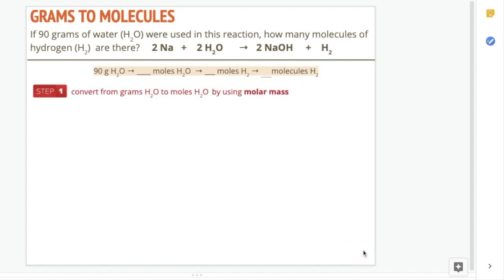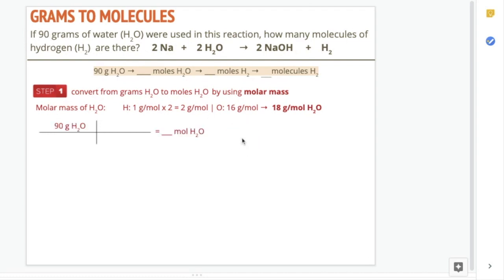Step 1 is to convert from grams of water to moles of water by using molar mass. We know how to do this already, so I'm just going to give you the molar mass of water is 18 grams per mole. And then I need to set it up starting with what I have. I have 90 grams of water. That's what the question said. And I need moles of water.